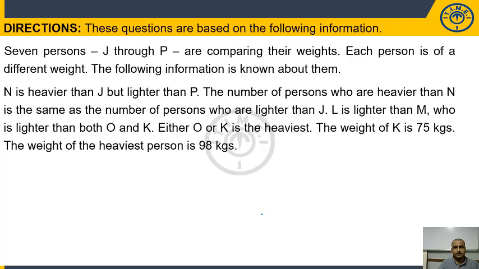Okay, now let's move to the next set, comparisons questions. There are 7 persons J through P comparing their weights. Each person is of a different weight. The following information is known about them.